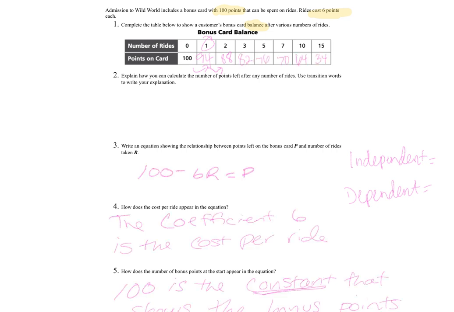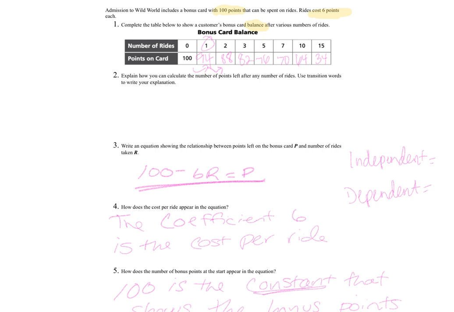All right, so looking at your answers here, you should have an equation that looks like this. You could have put P at the beginning, but then it would just be P equals 100 minus 6R. Remember, it has to be 6R. That coefficient is very important because the coefficient 6 is the cost per ride, and you're multiplying that times the variable R, number of rides.